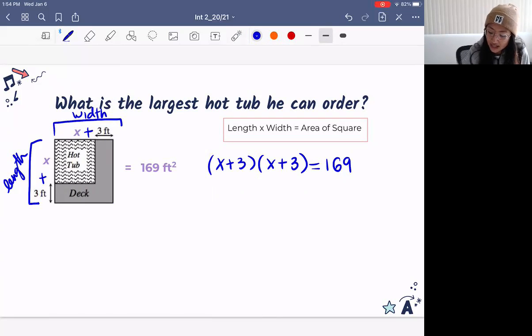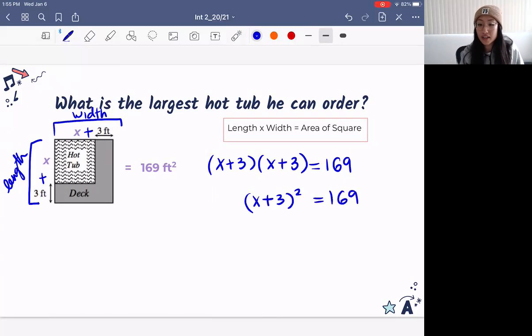Notice that x plus 3 is repeated twice, and when something is repeated twice, you can use the square instead of writing it twice. Notice that with this square, if we want to solve a problem with the square in it, you always have to reverse it. And the only way to reverse a square is to take the square root.